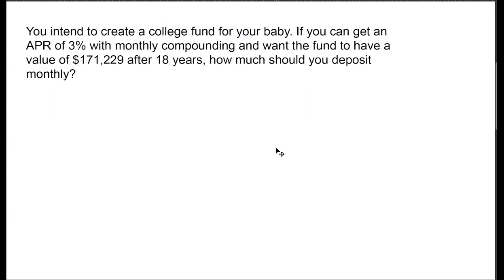So you intend to create a college fund for your baby. If you can get an APR of 3% with monthly compounding and want the fund to have a value of $171,229 after 18 years, how much should you deposit monthly? So let's go ahead and pull out the important bits. That first sentence, you intend to create a college fund for your baby, doesn't really mean anything to me as far as math goes. But a couple things do stand out: APR of 3%, monthly compounding, we want to have $171,229, and we've got 18 years.